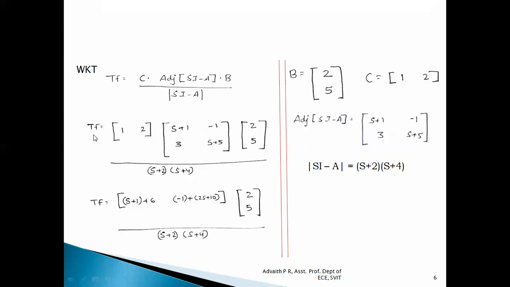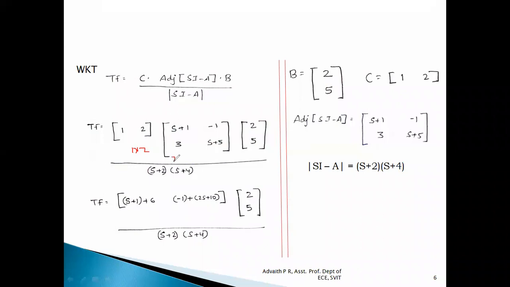So we'll substitute all these things, whatever we have got, in our transfer function equation to obtain the result. So the transfer function will be equal to, in place of C, I'll be substituting 1, 2, the elements present in C, into adjoint of SI minus A, which is S plus 1, minus 1, 3, S plus 5. In place of B, I'll be substituting the 2 cross 1 matrix having the elements 2 and 5, divided by the determinant of SI minus A, which is S plus 2 into S plus 4.